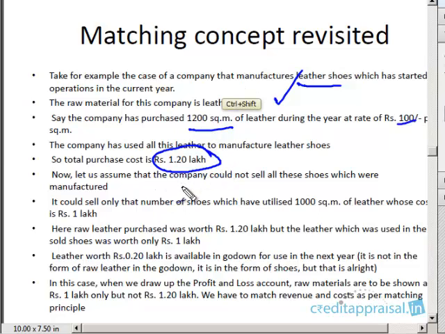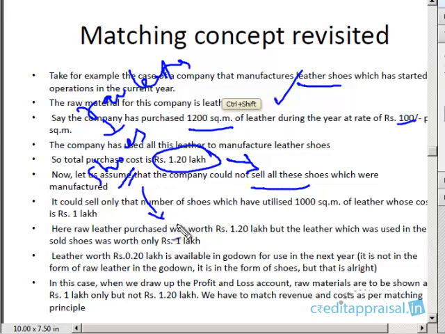The plan was to manufacture leather shoes. However, it so happened that the company could not sell all these shoes. The company had manufactured shoes with this entire raw material. So all the raw leather has been converted into shoes. The entire 1.2 lakh worth of raw leather has been converted into shoes. But the shoes themselves could not be sold. How many shoes could not be sold? Let us speak in terms of quantity. 1200 square meters of leather was purchased.